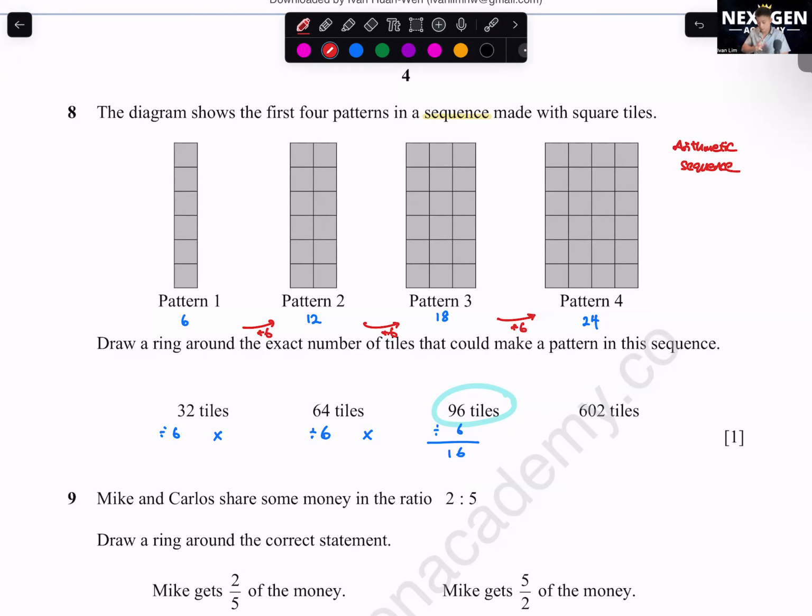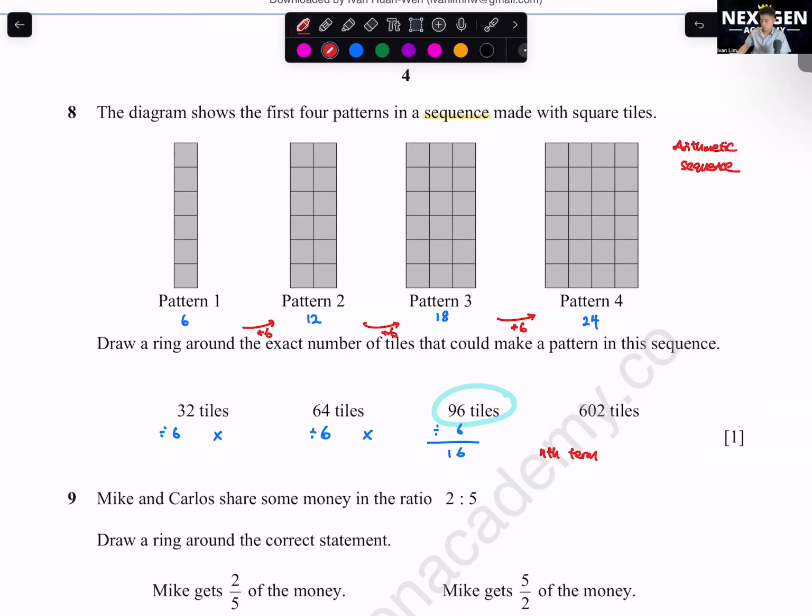I want you all to recap also. Remember, we learned about the concept of nth term. What is the nth term? Maybe we just expand on this question. What is the nth term for this sequence over here? That means what is the general formula that represents this sequence? Teacher recently just taught you all this.